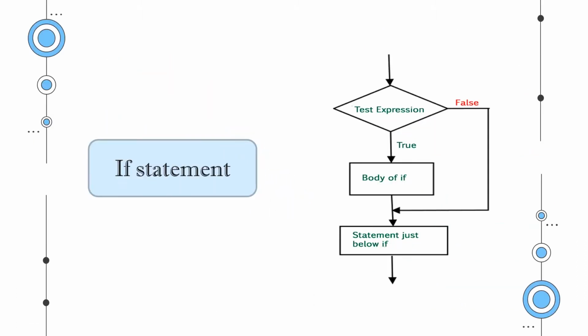The if statement is the simplest decision making statement and it is used to decide whether a certain statement or block of statements will be executed or not. That is, if a certain condition is true, then the block or statement will be executed, otherwise not. So let's see how to use the if statement.